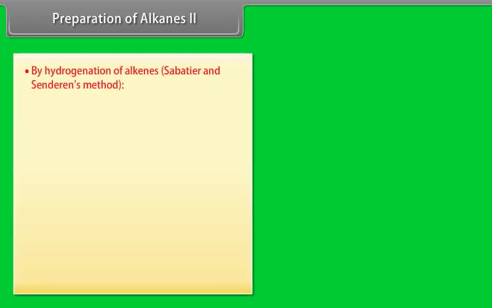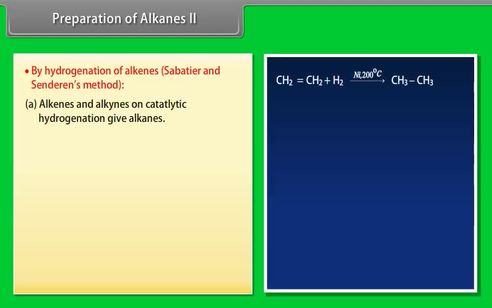Preparation of alkanes, Part 2. By hydrogenation of alkenes and alkynes: Sabatier and Senderens' method. Alkenes and alkynes on catalytic hydrogenation give alkanes.